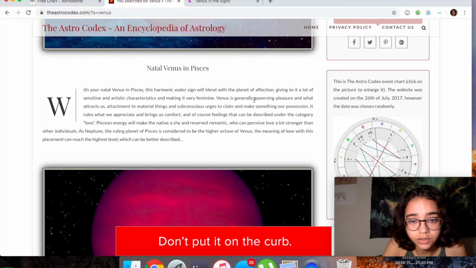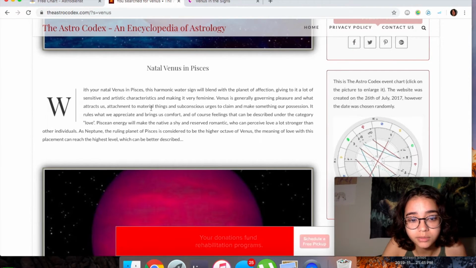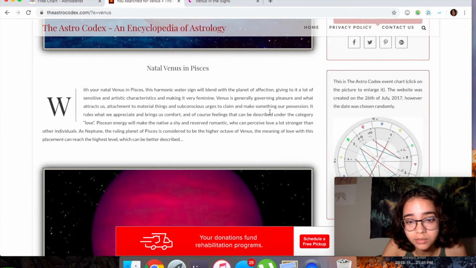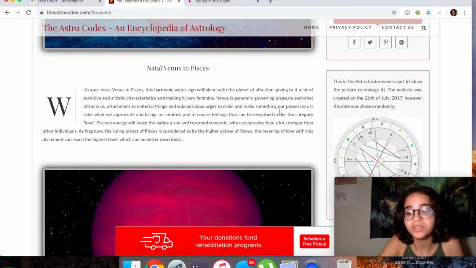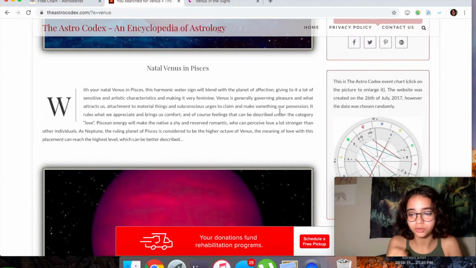Venus is generally governing pleasure and what attracts us, attachment to material things, and subconscious urges to claim and make something our possession. It rules what we appreciate and brings us comfort, and of course, feelings that can be described under the category love. Venus is beauty, art, harmony. It brings beautiful things and pleasures and comfort.